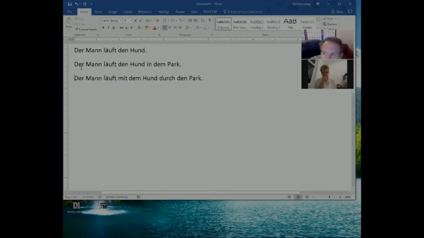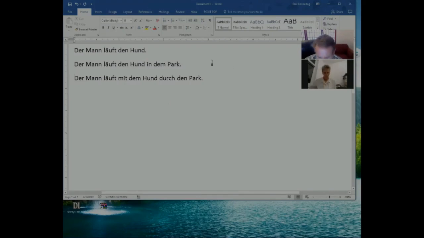See, if you take a look at this sentence here, der Mann läuft den Hund in den Park. You still have Hund as a direct object, the way it is in the first sentence, right? And then you have in den Park. So you have a direct object and an indirect object. And in German that's significant. The different objects are classified and they influence the syntax, the sentence structure.